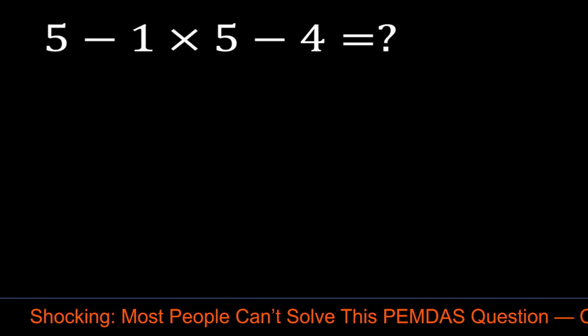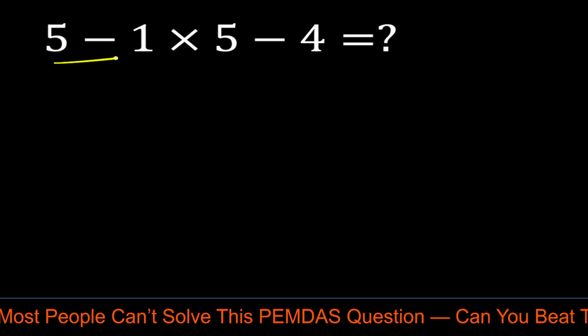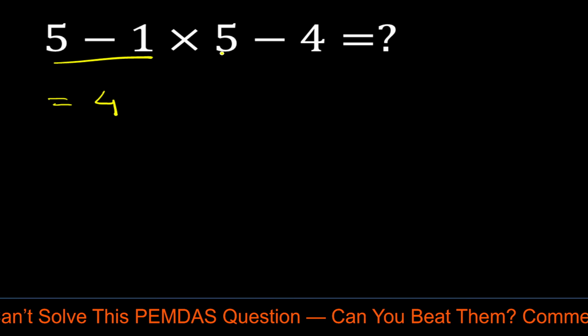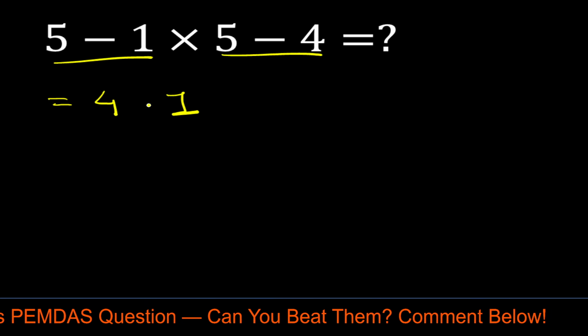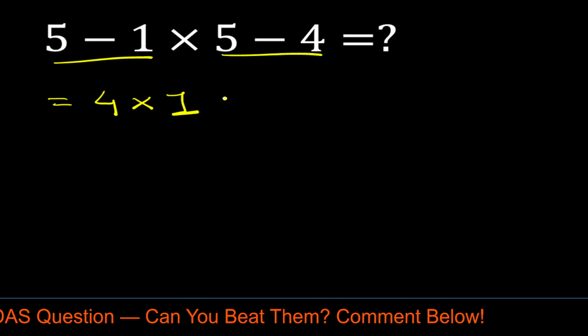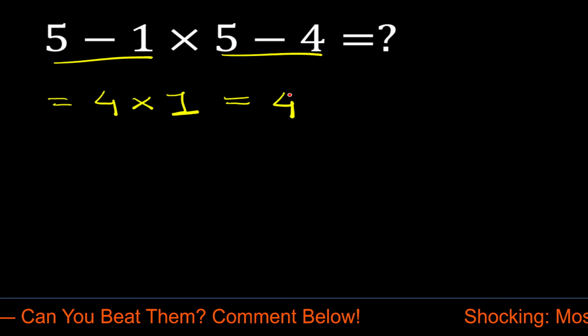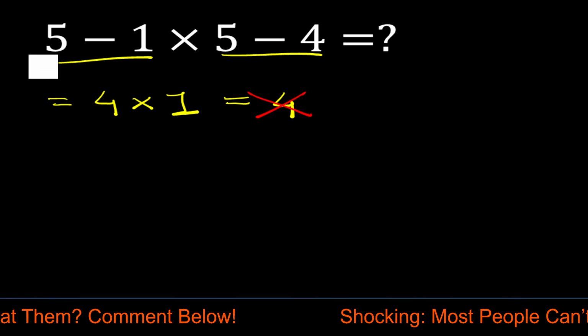So most people solve this question like 5 minus 1. So 5 minus 1 is equal to 4, right? Then 5 minus 4. So 5 minus 4 is equal to 1, right? Now 4 times 1. So 4 times 1 is equal to 4. But this answer is not correct. This answer is completely wrong.